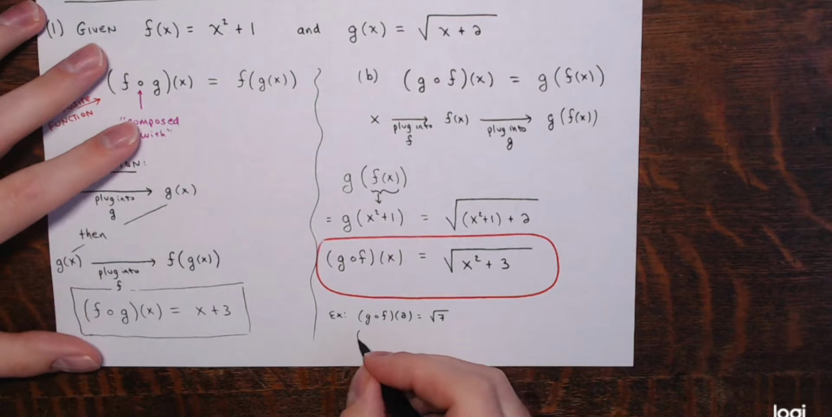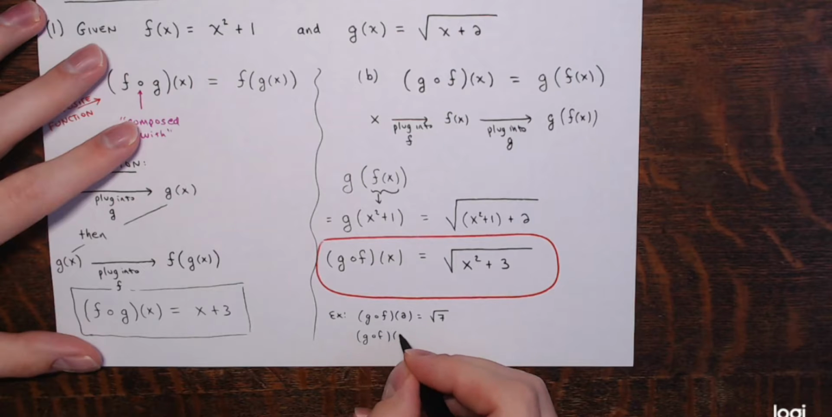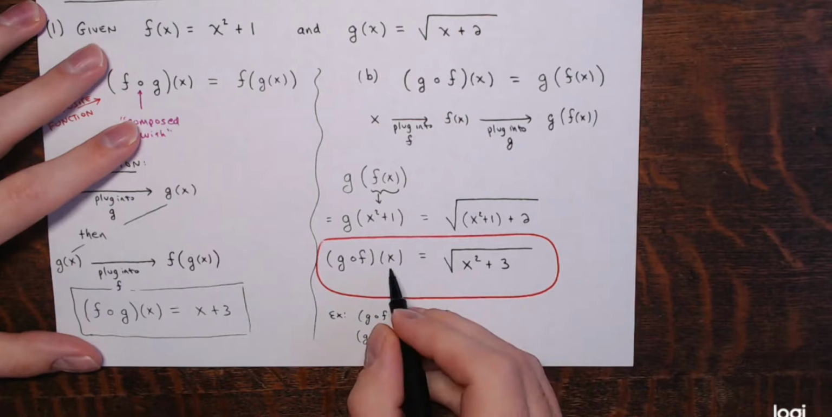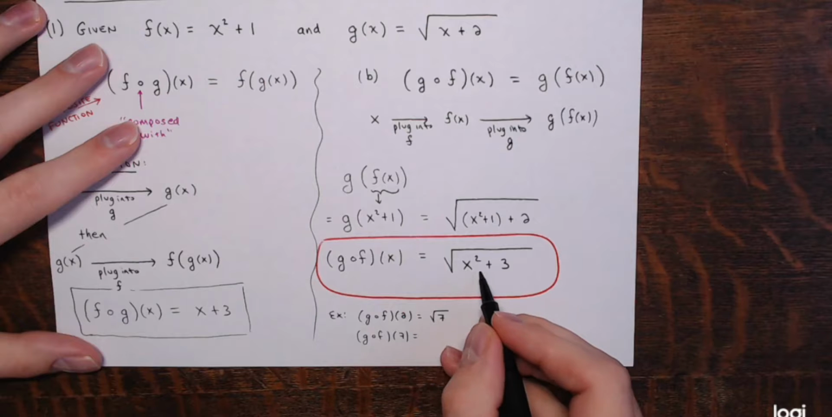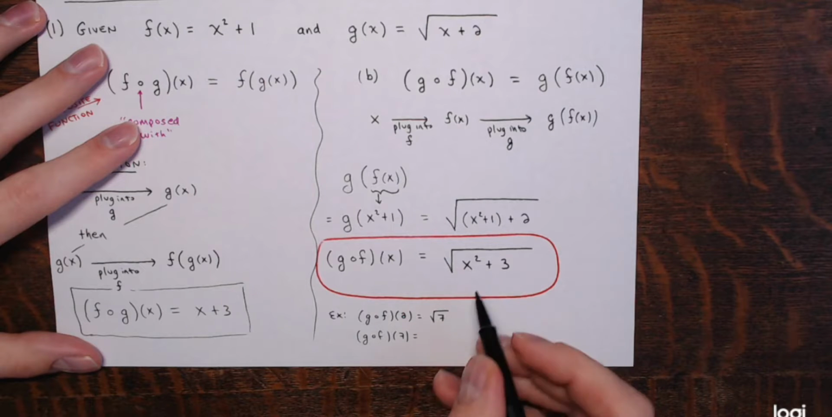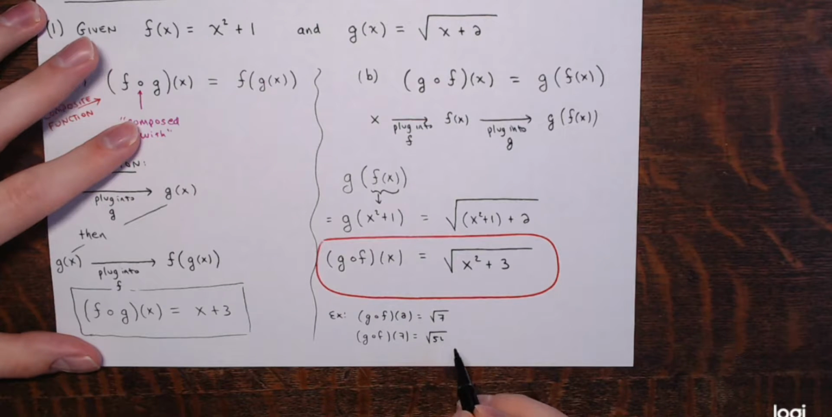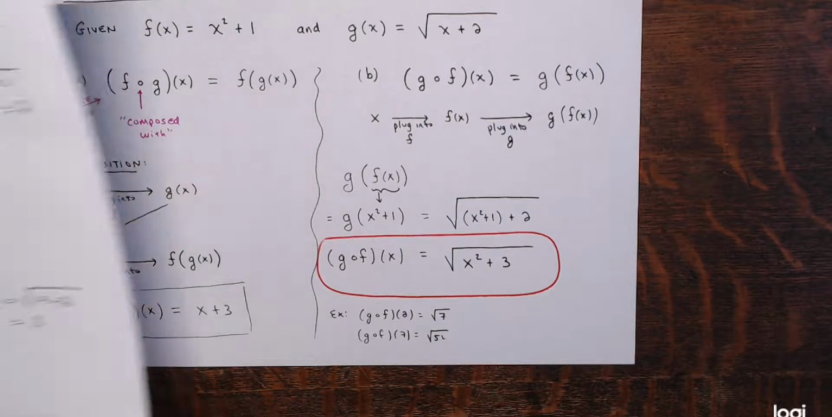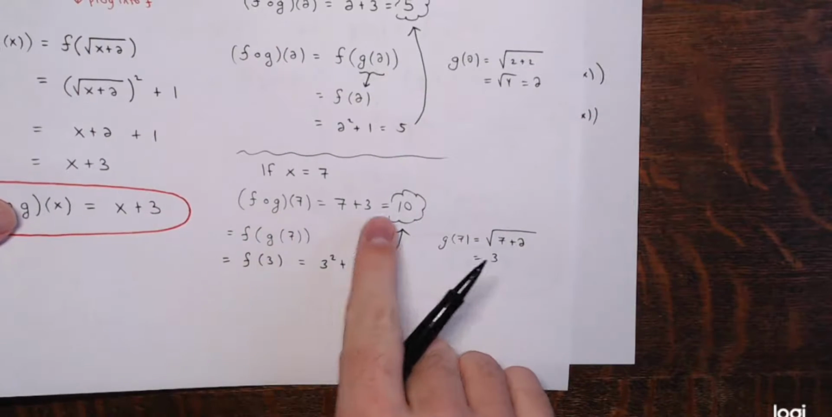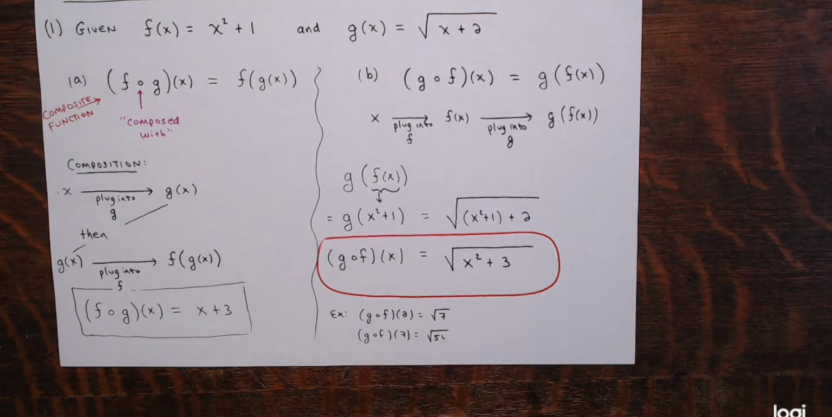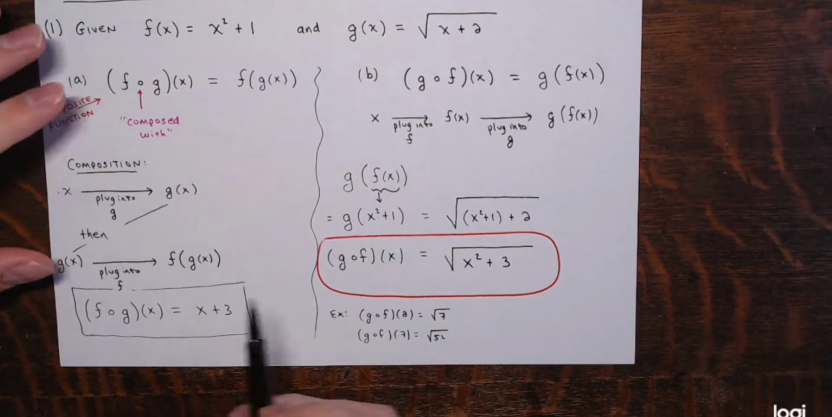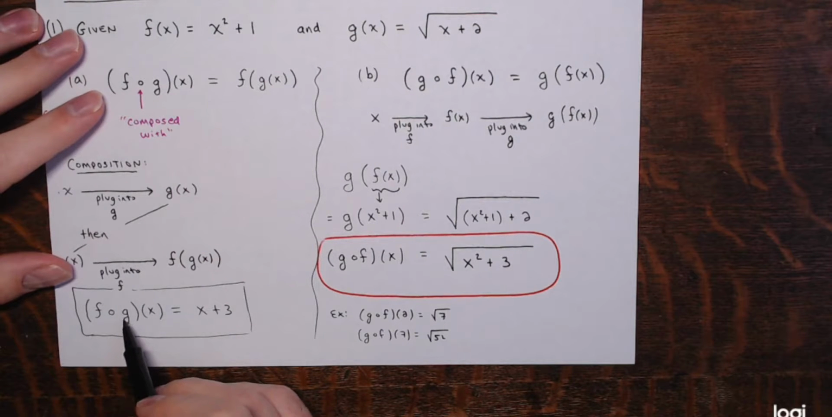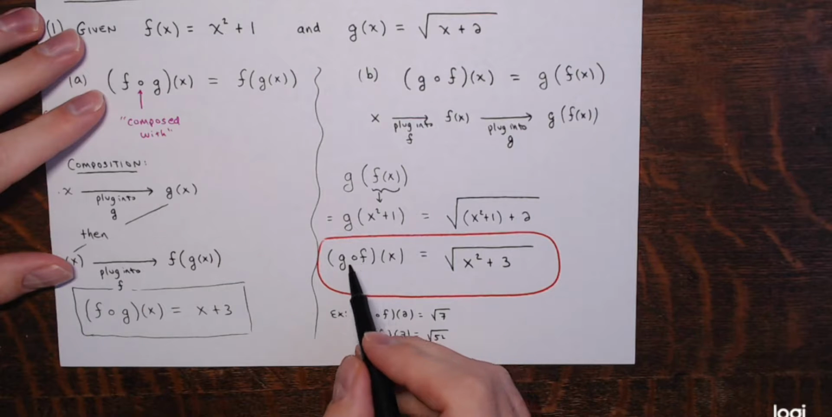G composed with f at 7. Just replace x with 7: 7 squared is 49, 49 plus 2 is 52. That'd be the square root of 52. Earlier, we did f composed with g at 7, that was 10, not the square root of 52. So these are definitely different. F composed with g is definitely different than g composed with f in this case.